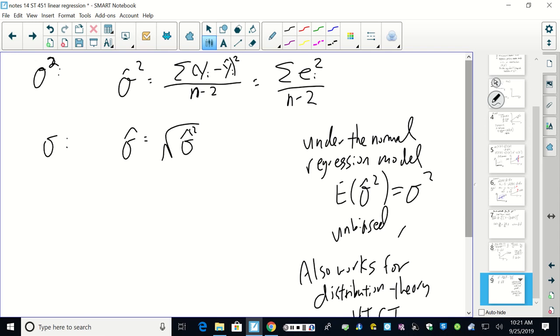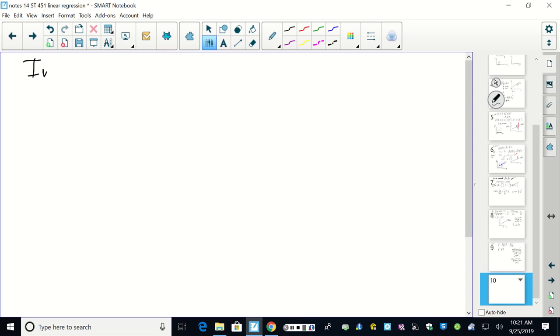So those are our estimates. What are the sampling distributions of these things? How do we get inference for these? We have a number of things we might want to do inference for. We might be interested in the slope. How are things changing? At what rate are things actually changing? We might be interested in the intercept.